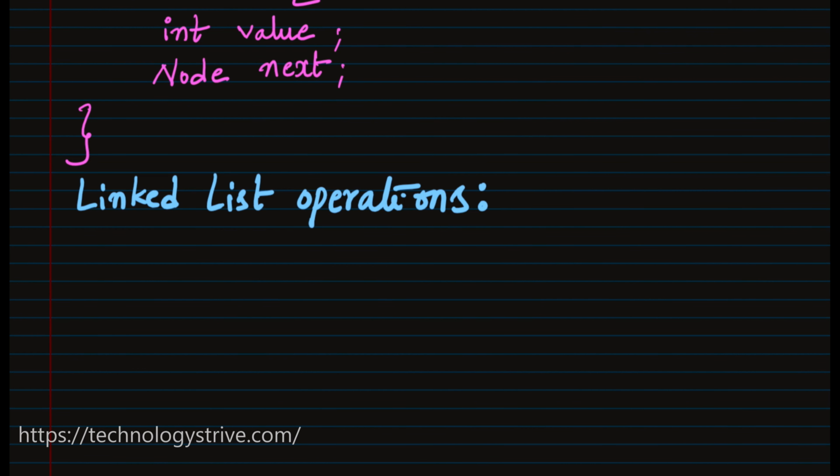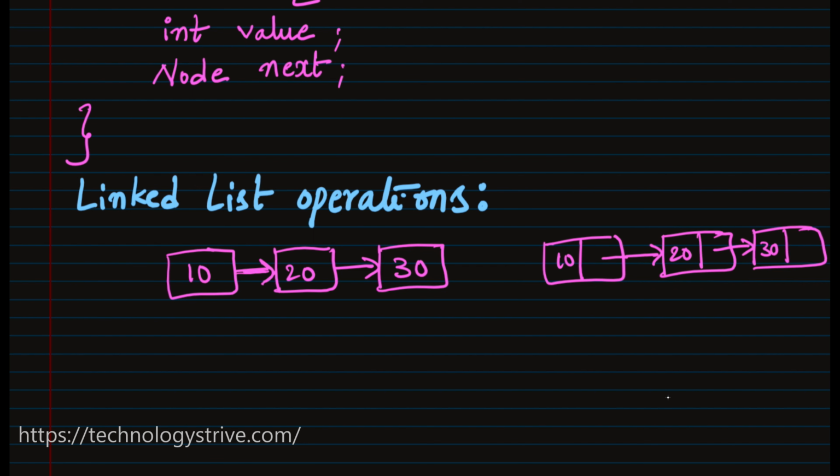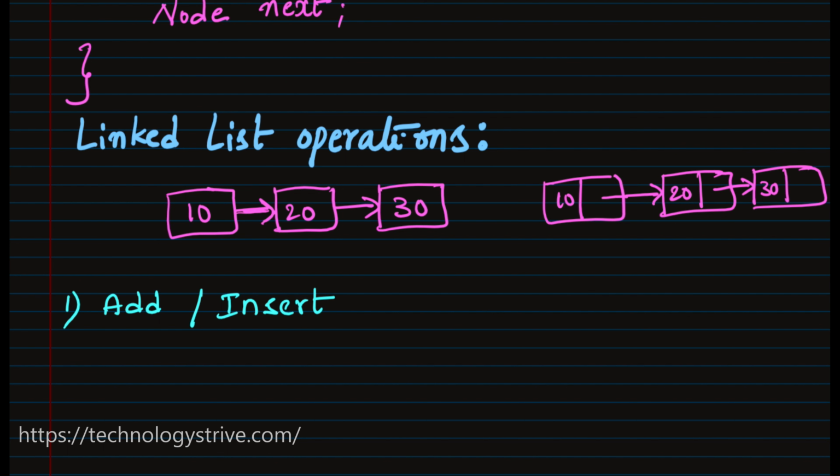Now let's talk about linked list operations. Let's assume that we already have a linked list in the picture which has 3 nodes. We will write 10, then give it a next pointer, and then simply point this way. So what are the different operations we are going to have? The first one is add or insert. In case of arrays, we directly insert the element using an index, right? So in case of arrays, if I have to insert at position 5, I write A[4] equals the value.